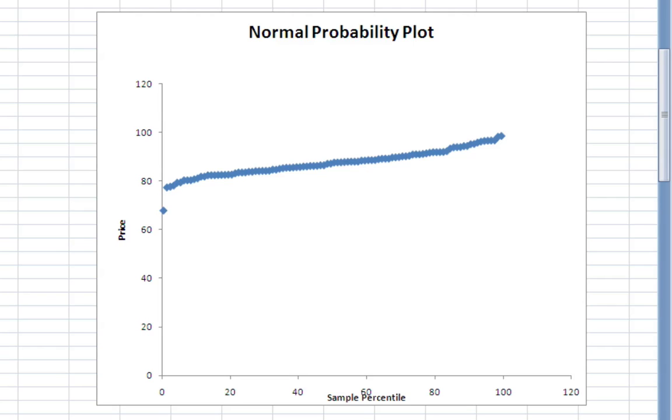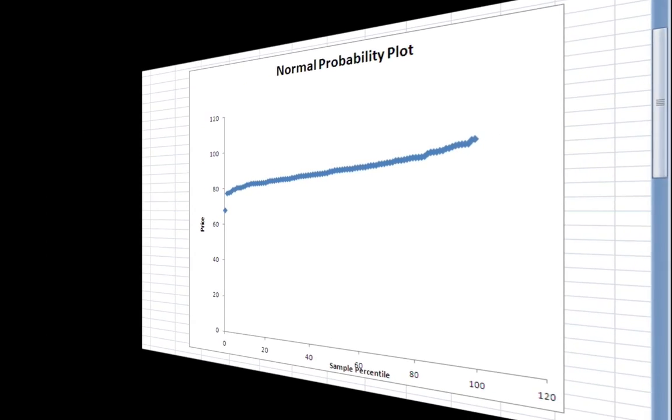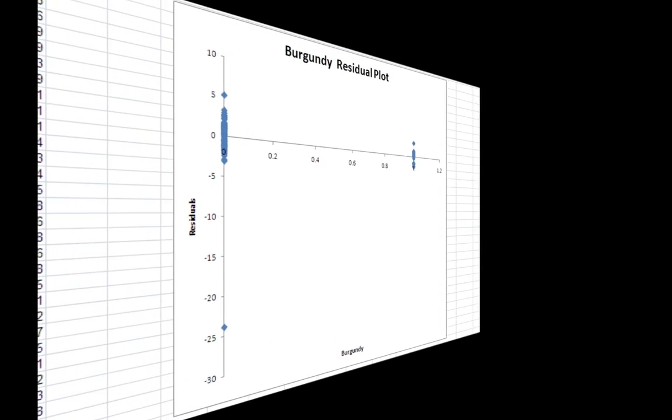Here you see the normal probability plot. Again, what we are trying to test is the assumption that the errors are normally distributed, and if the plot goes from lower left to upper right, this is the case. So once again, here the normal assumption seems to be justified. So let's have a look at the next plot.